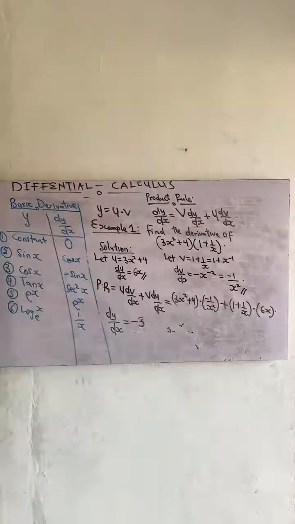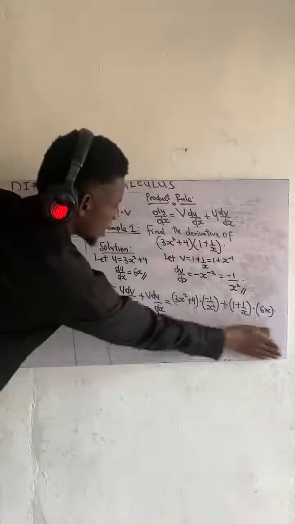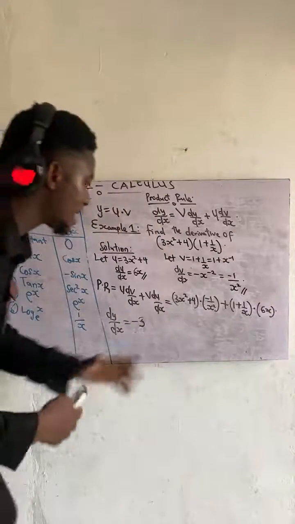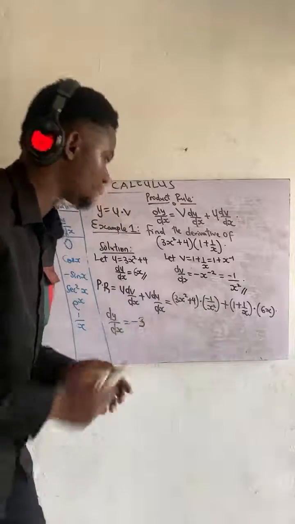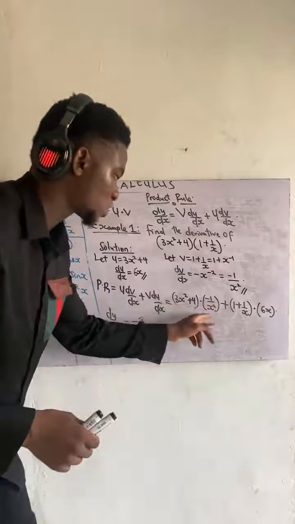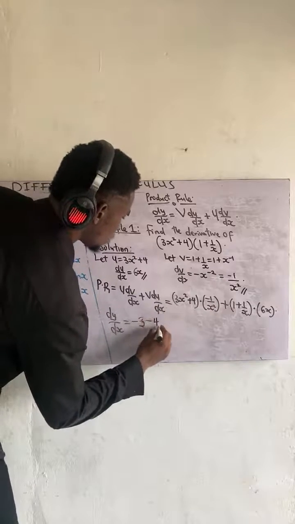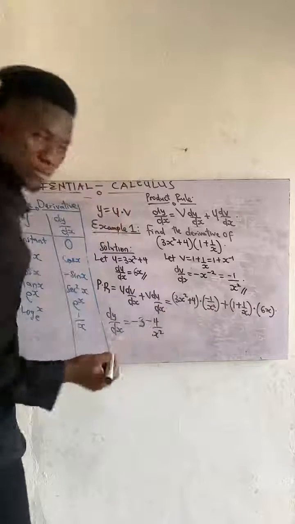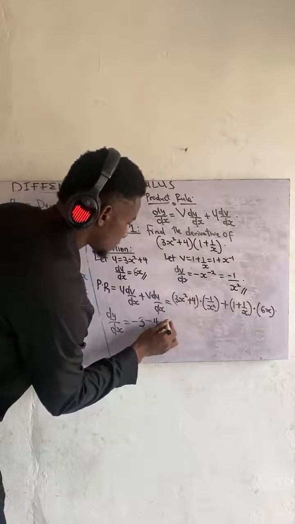So guys, this simply means that if I multiply 3x squared by minus 1 over x squared, it will give us what? Minus 3. The next one is minus 1 over x squared times 4. That will now give me minus 4 over x squared. Are we there? Yes, we are there. So what is there is plus.